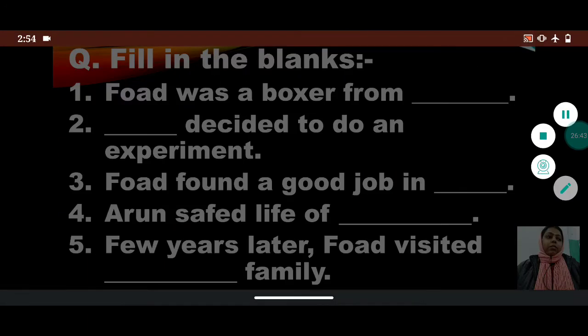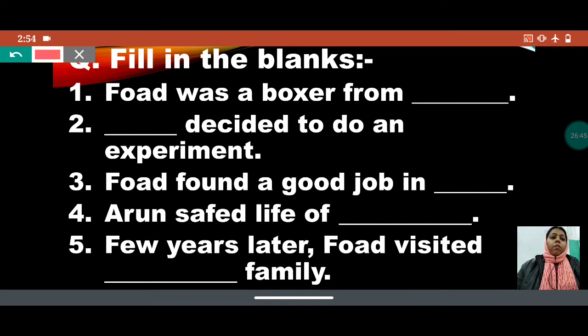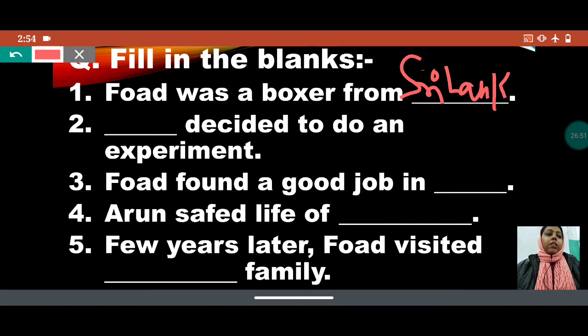Now students, let's do some questions. Ford was a boxer from Sri Lanka, S-R-I-L-A-N-K-A, Sri Lanka. He was a boxer from Sri Lanka. Dash decided to do an experiment. Who decided to do an experiment? Ford. F-O-A-D. Ford decided to do an experiment.